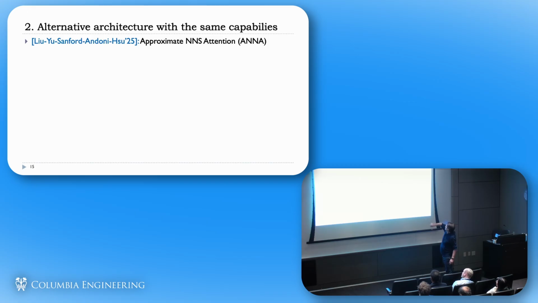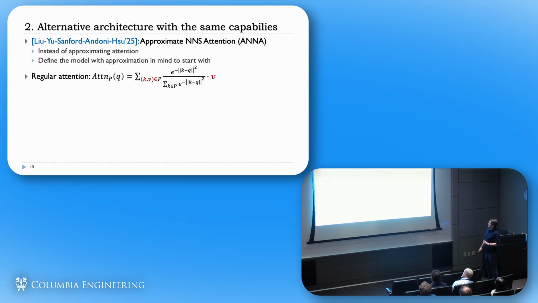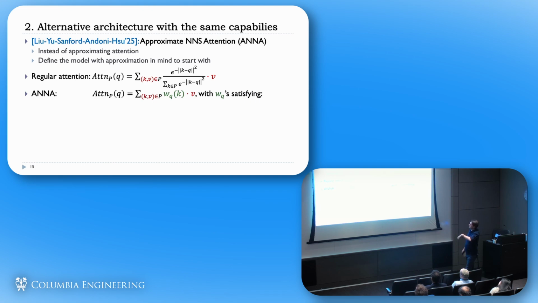Where we design an attention which is based on this notion of approximate nearest neighbor search, where in some sense, instead of approximating the attention, you define the model intrinsically with approximation in mind to start with. And roughly the idea is that you replace the regular attention. I don't need to compute the regular attention. Each of my attention layers is not that, but it's an approximate attention to start with.